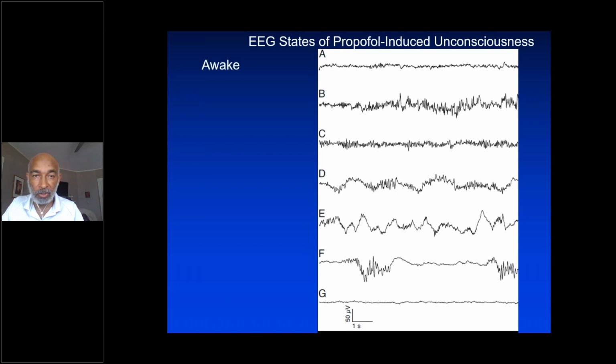So what am I showing you? This is what I just illustrated. This is her awake. She's at about 5 microvolts, with low amplitude, high frequency oscillation. Then she went into the sedative state.